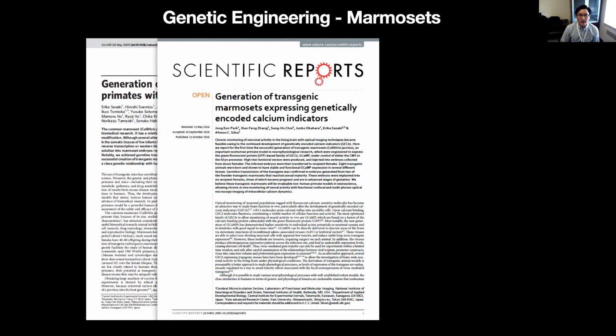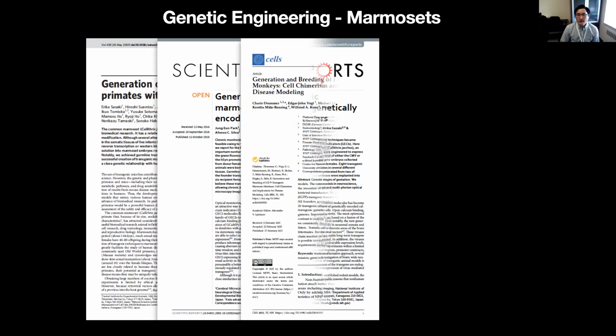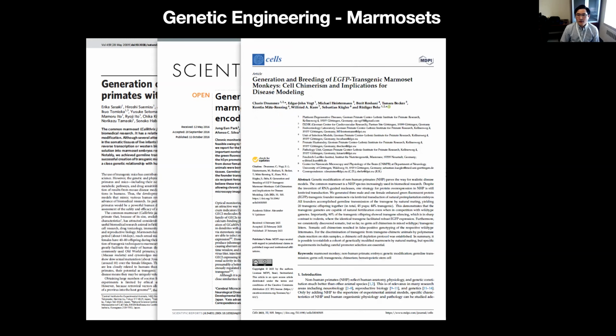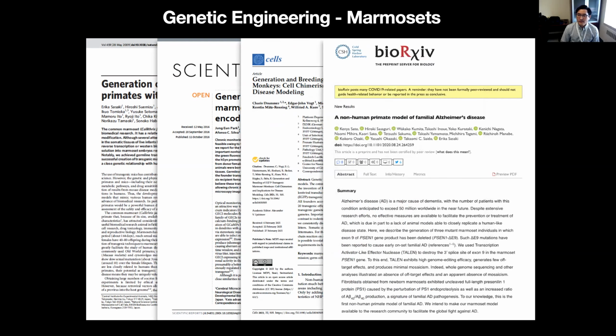I'm just showing a few here. This paper is from NIH and Alfonso Silva's group, inserting GCaMPs into the marmoset brain. This is from the German Primate Center, also inserting GFP into the marmoset brain. And more recently, Erika Sasaki's group at CIA has created the first familial AD model by inserting a mutation that deletes exon 9 of the presenilin 1 gene to create this model of familial Alzheimer's disease. So technologies have now been developed to basically go in and modify the marmoset genome and create different models.